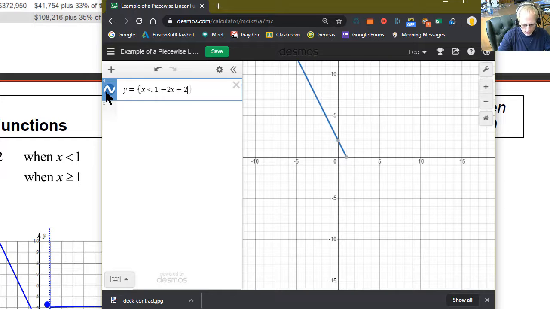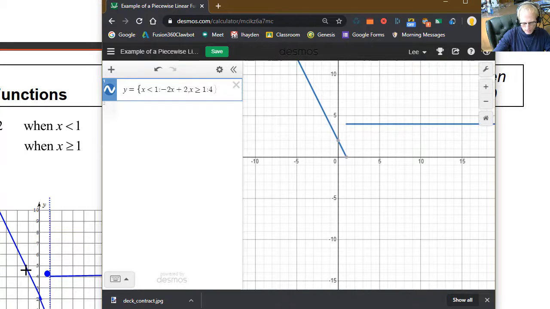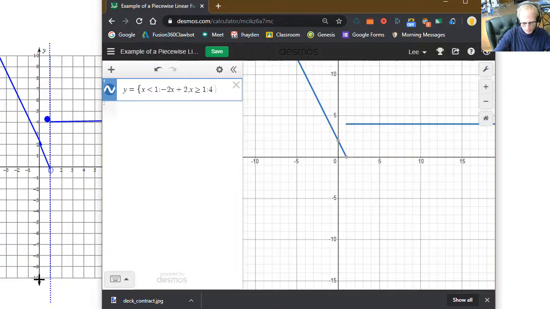All right, then I'm going to do a comma, and then the next constraint is x is greater than or equal to 1, and in that case I put a colon, and then I would put a 4. So there you go. That's how you would graph it. It pretty much looks exactly like what our graph does there.